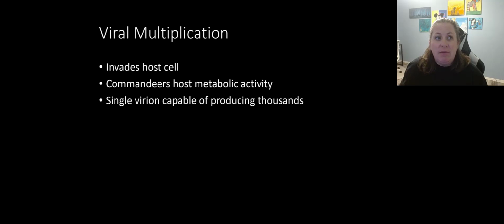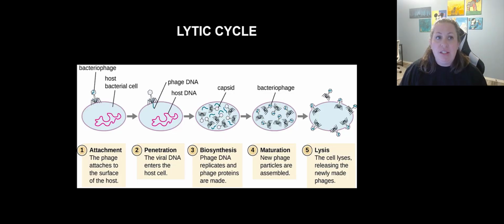Now, there are two ways that a virus can multiply. The first is called the lytic cycle. The lytic cycle has 4 steps, or technically 5 steps. The first step is attachment. It has to attach to the cell. Here the bacteriophage is attaching to the surface of the cell, picture 1. Picture 2, we have penetration. Penetration is where the viral DNA or RNA enters the cell. The whole virus does not get in. The capsid stays out. Just the DNA or RNA needs to be inside the cell.